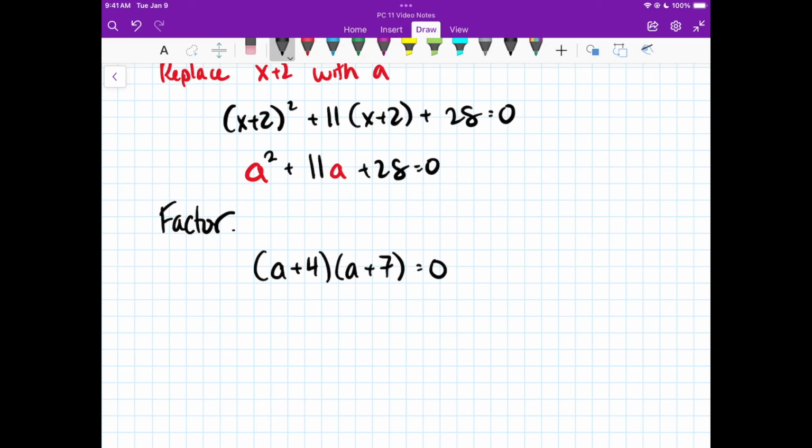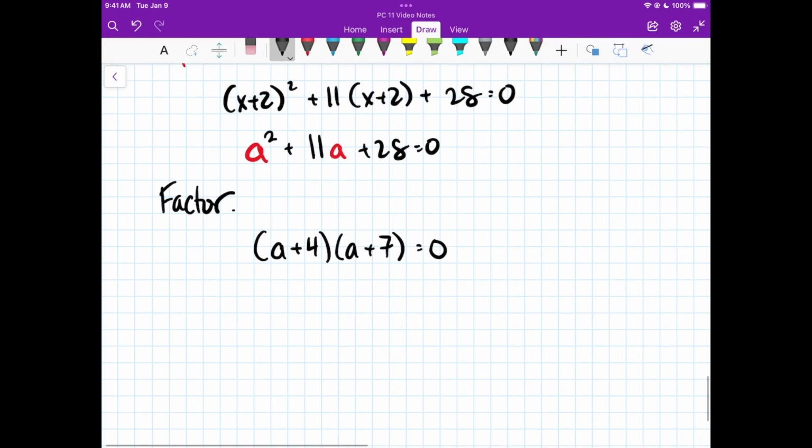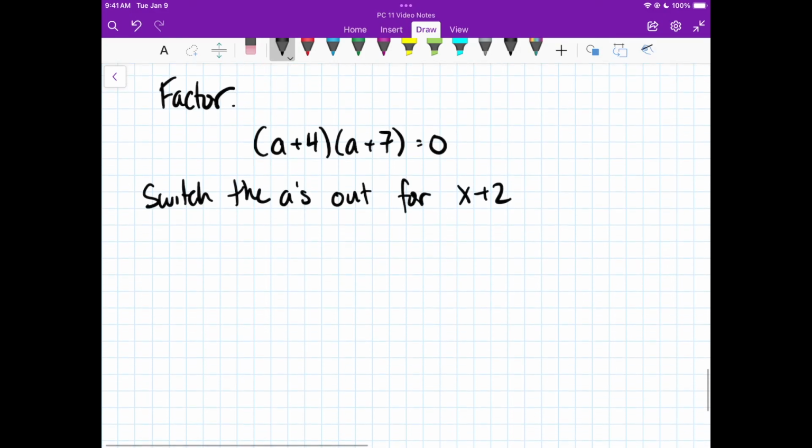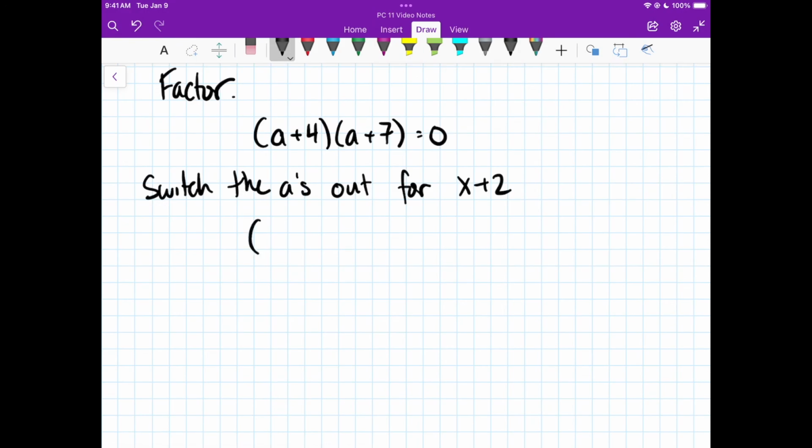And so now that we've managed to do the factoring, we're going to go back and we're going to swap out those a's for the x plus 2s. And so now we'll have x plus 2 plus 4 and x plus 2 plus 7. Right, so these two a's got replaced with those x plus 2s.